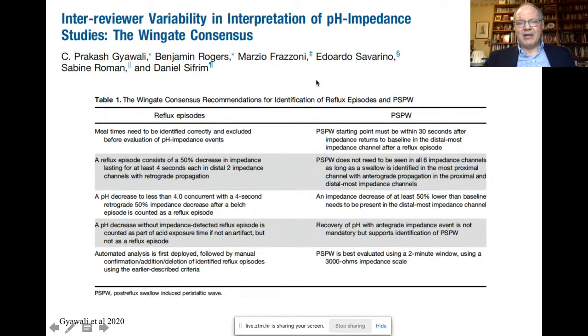But in order to edit, we need to agree on what is real reflux and what isn't. So we have reached a consensus recently. This was published two months ago, and in this table we have the criteria that we need to use to edit an impedance pH tracing and delete all the false positive reflux events detected by the automatic software.